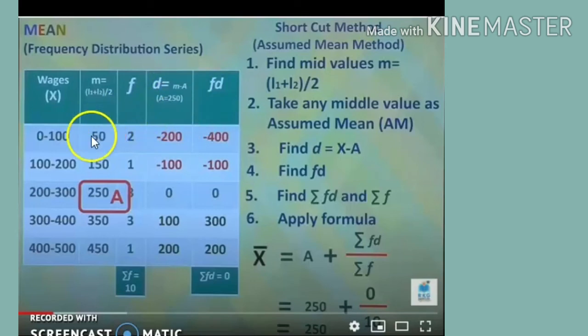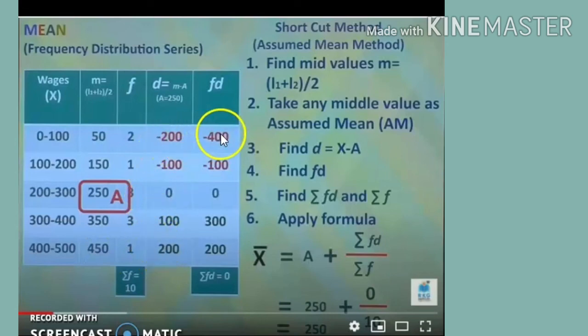So a is 250. First, 50 minus 250 is minus 200. 150 minus 250 is minus 100. And 250 minus 250 is 0. And 350 minus 250 is 100. And 450 minus 250 is 200.